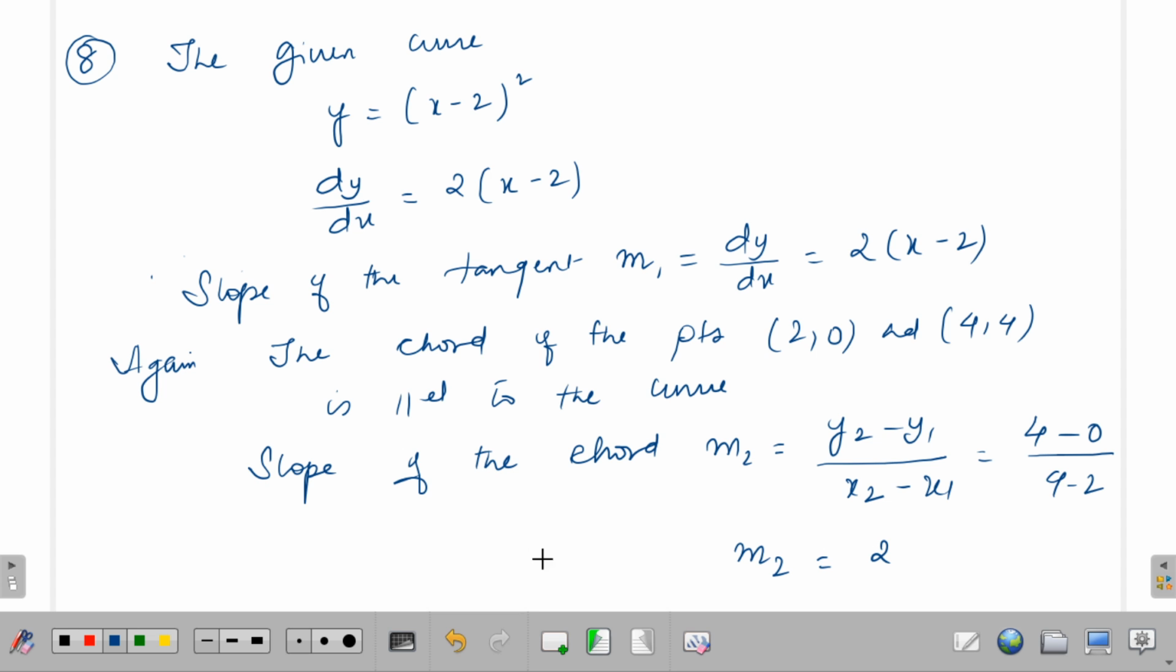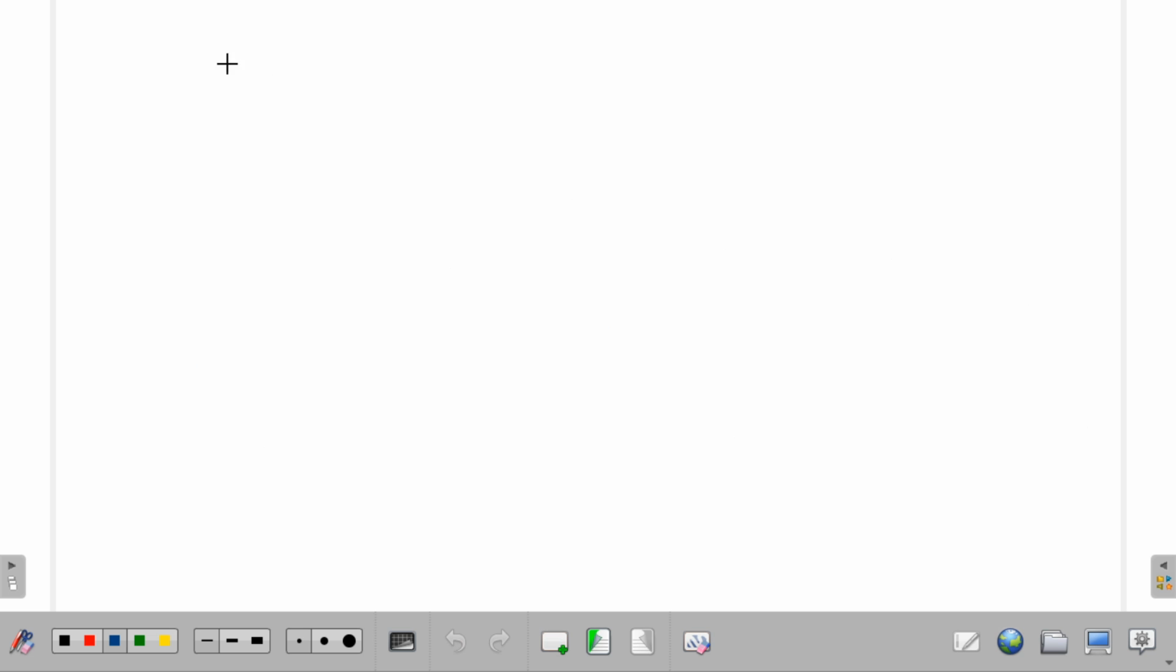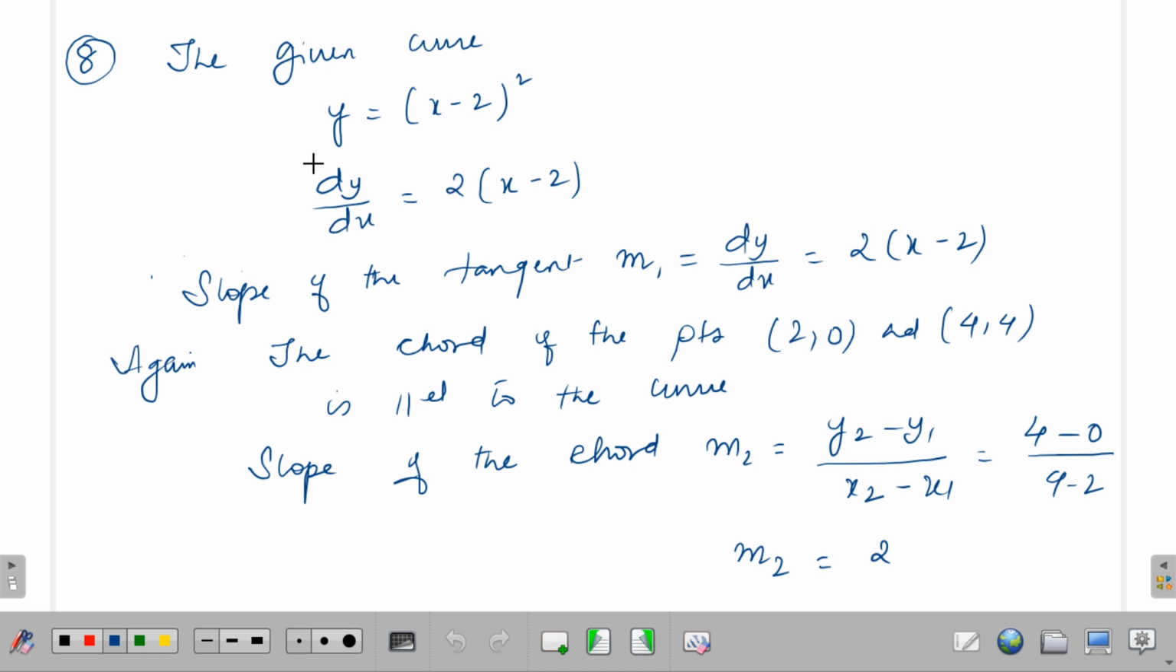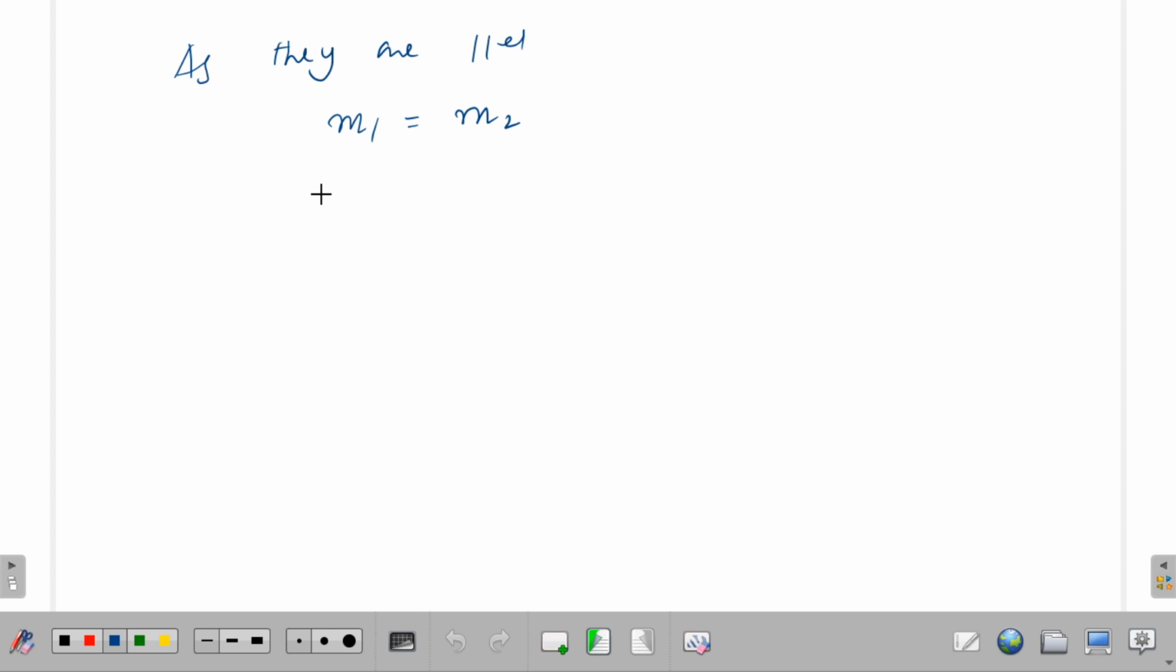So next line, I can just go over there and say that as they are parallel, which I've already mentioned, I can say your m1 is equal to your m2 because their slopes will be equal. So m1, let me just go back and see, m1 is equal to 2x minus 2. So I got 2x minus 2, and I got this one to be 2.